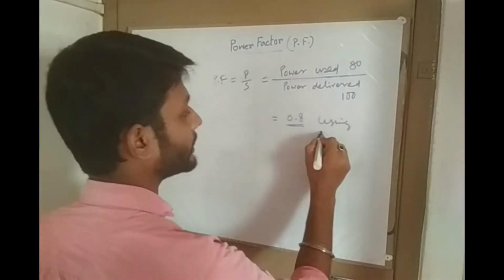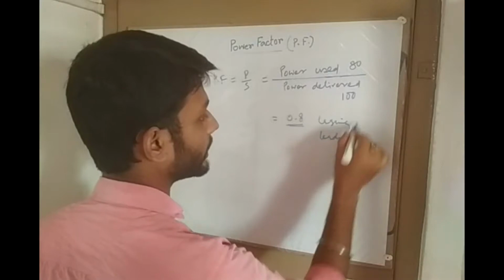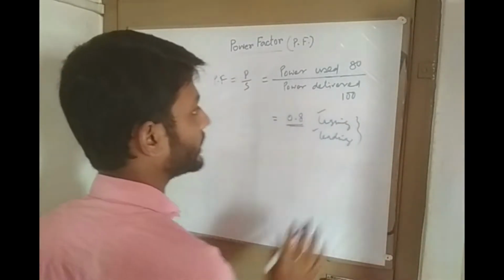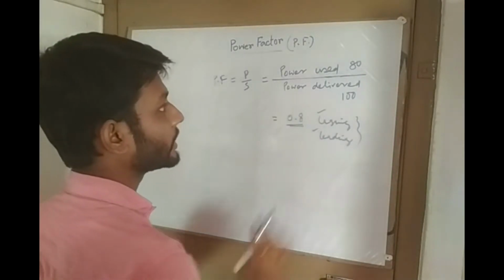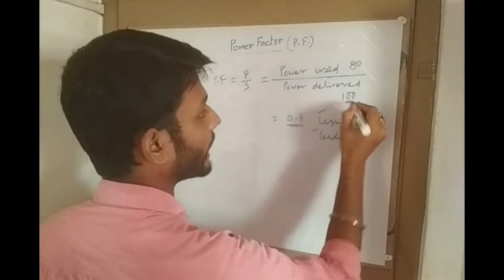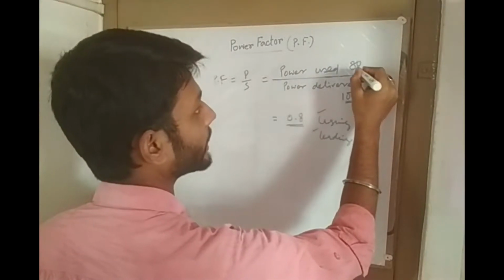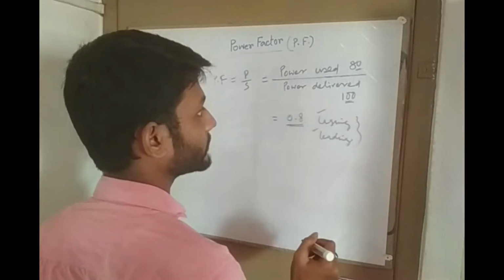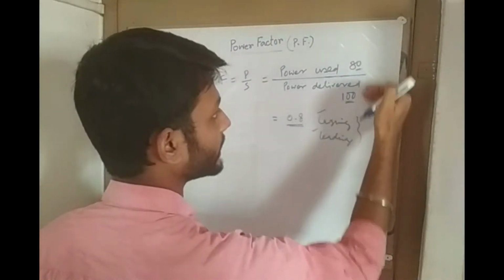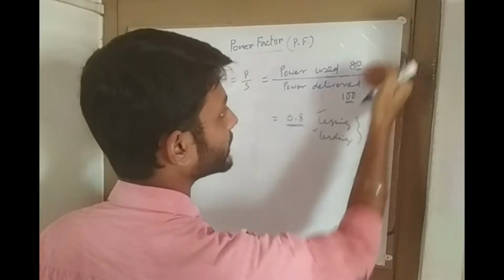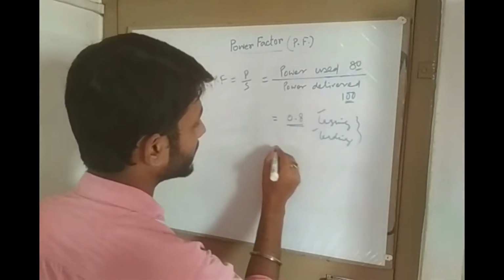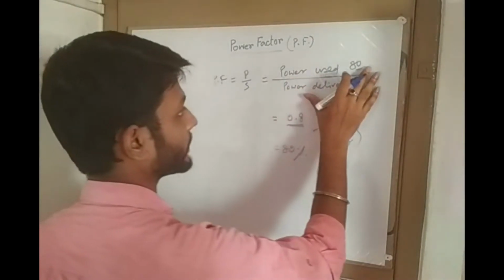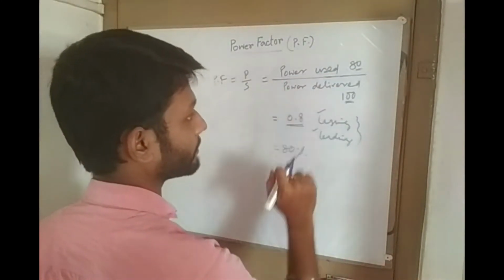If it is capacitive, then it will be leading. Depending upon the type of load, it will be lagging or leading. Okay, so we are giving 100 units and we are getting 80 units as working power. So this is the efficiency here. We are giving this much and getting this much. So 0.8 means 80% is the efficiency of the system.